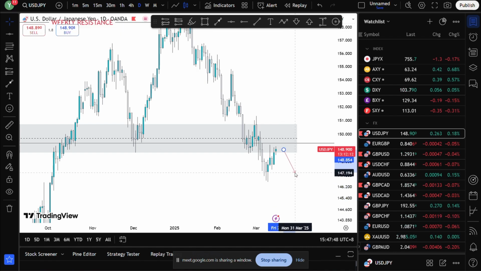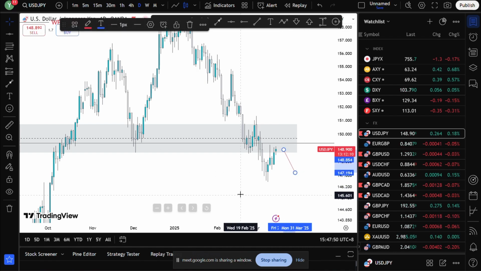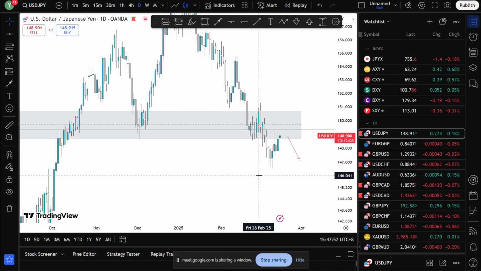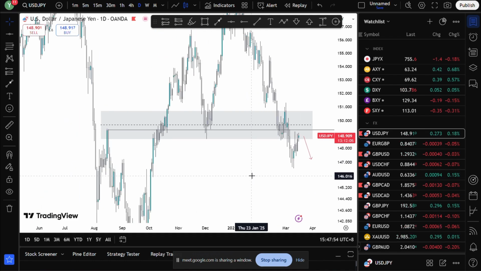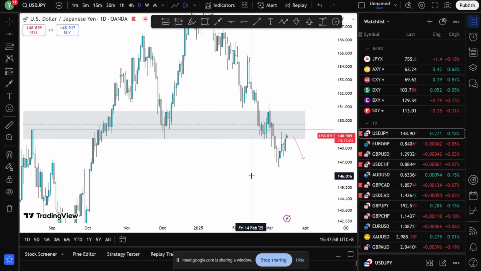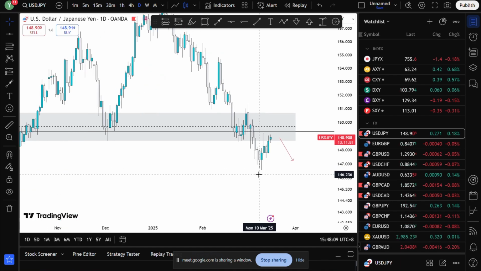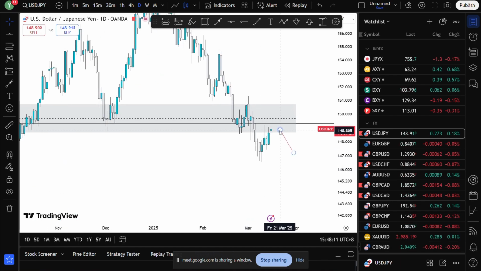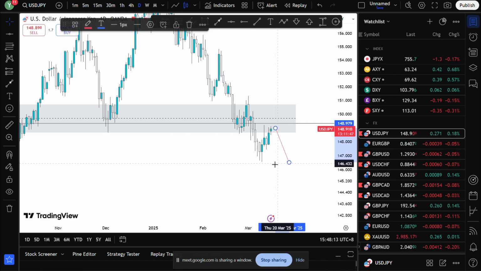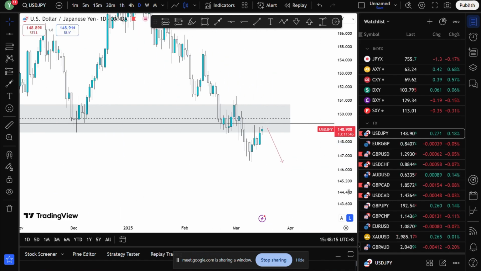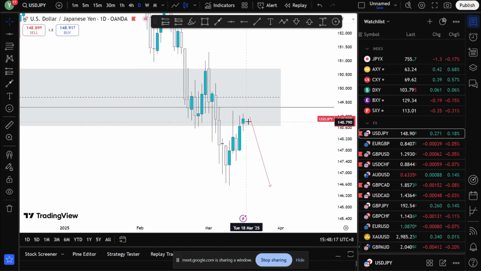So for USD pairs, I am still looking for sell. For the pairs that are against USD, I'm looking for buy, not all of the pairs, but most of them. So for this one, USD JPY, I'm looking for sell over here. But I'm still waiting for the price to show some sort of confirmation.